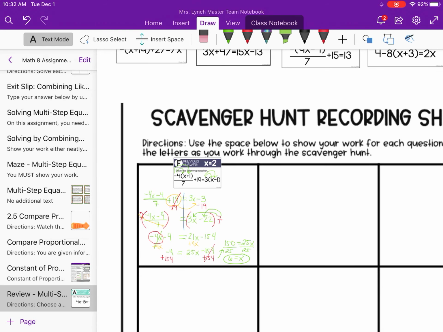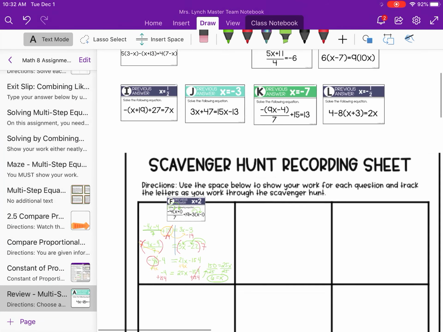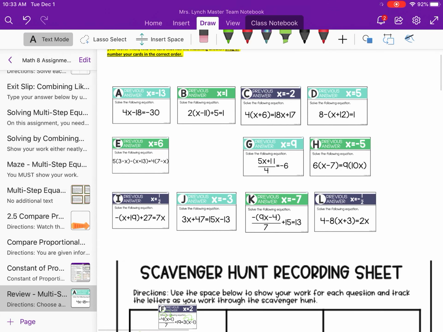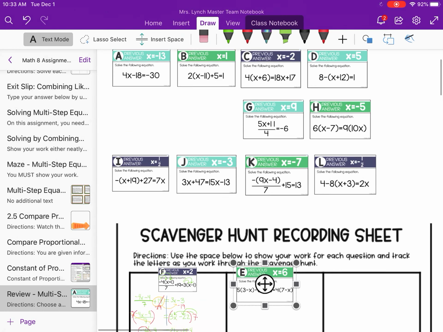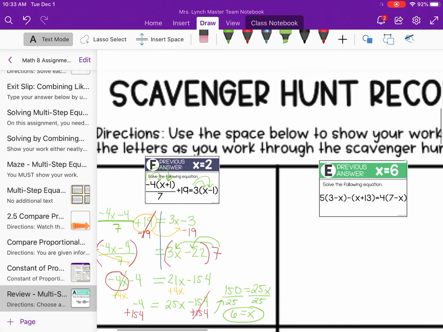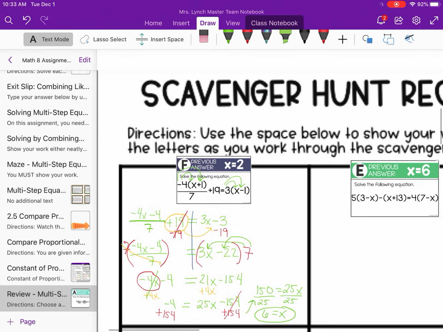So here's what's going to happen. Here's what I got, x equals 6. Let's go make sure that's somewhere up there in one of the cards. Yep, right there it is. X equals 6 is letter E. So that means the next problem I'm going to do would be letter E. And again, you can make those a little bit smaller and then end up zooming in so that you have room to write. But that would be the next problem you do.